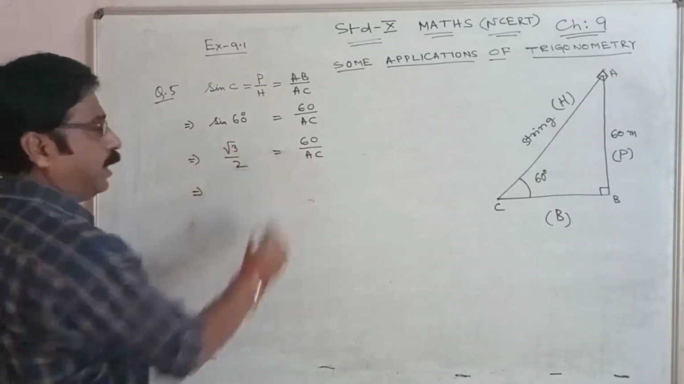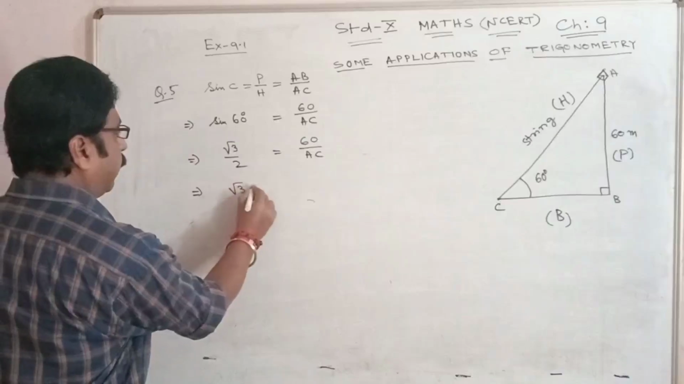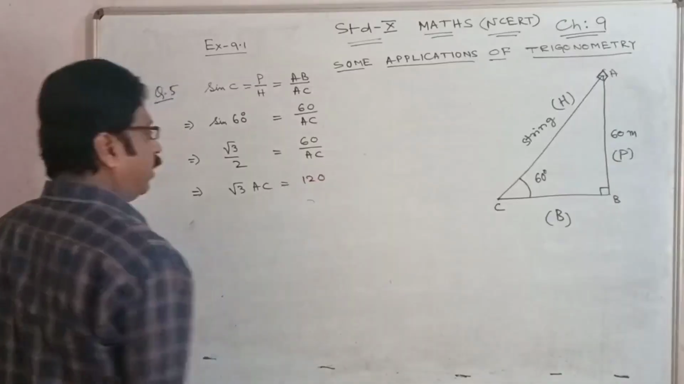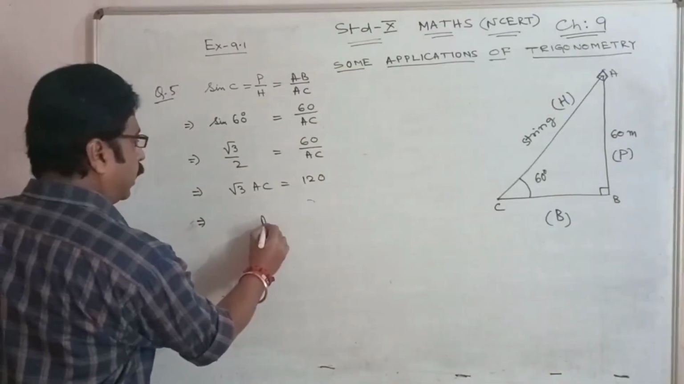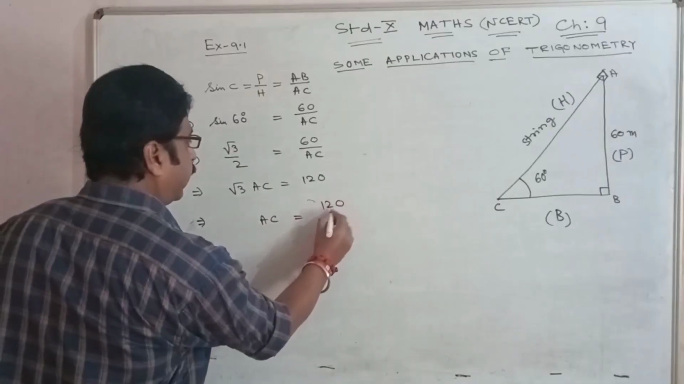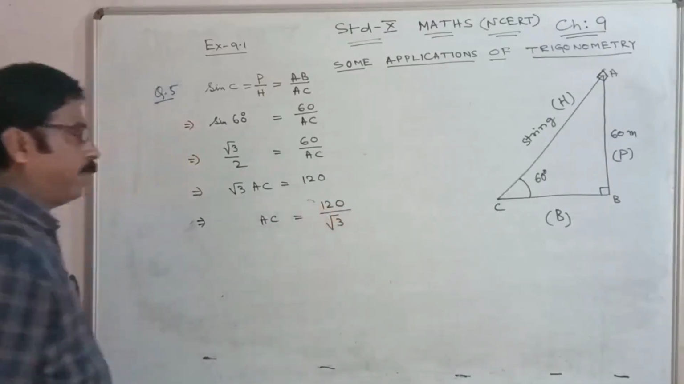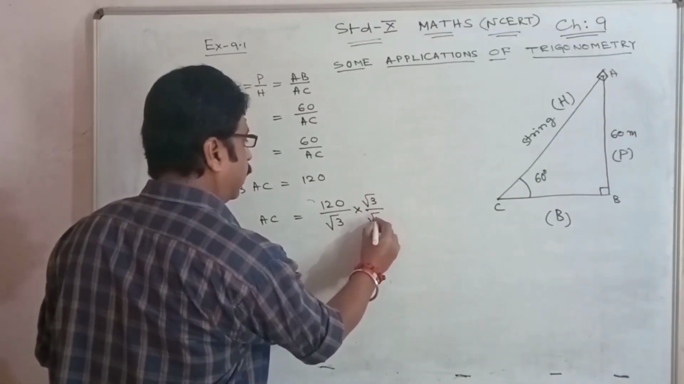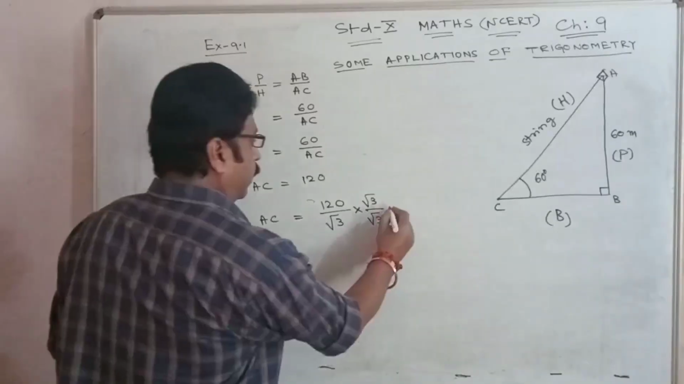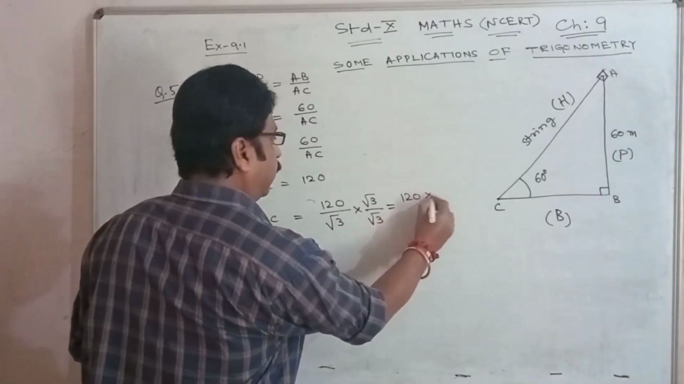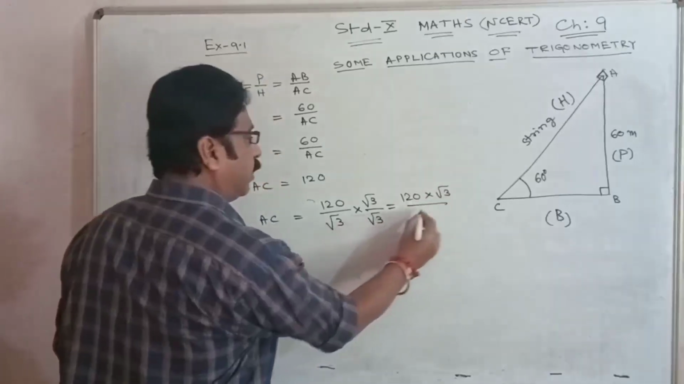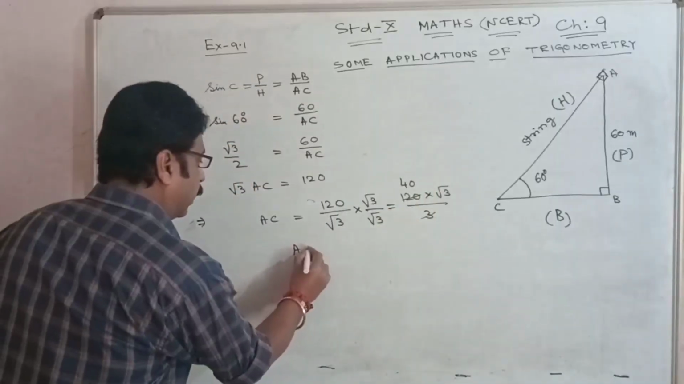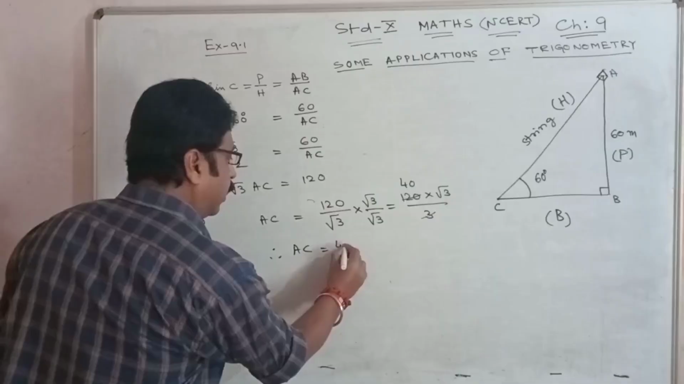Now root 3 into AC, cross multiplication, it will be root 3 AC. 60 into 2, it will be 120. AC equals to 120 upon root 3. Now we can rationalize. 120 into root 3 upon root 3 into root 3 is 3. We can cancel like this. 40 root 3. That means we got AC equals to 40 root 3.